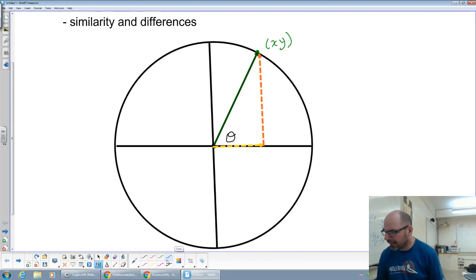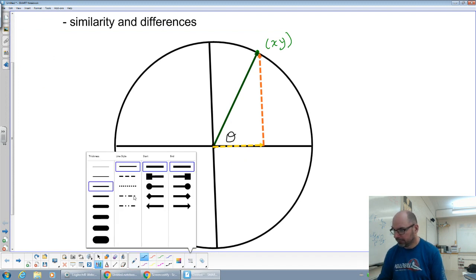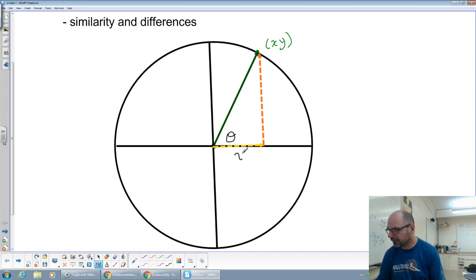It relates to the x component and the y component, the yellow one being x and the orange one being y. This green one we call the radius. Later on, if you've done any pre-cal, you'll know that we can do a unit circle and say the radius is 1.